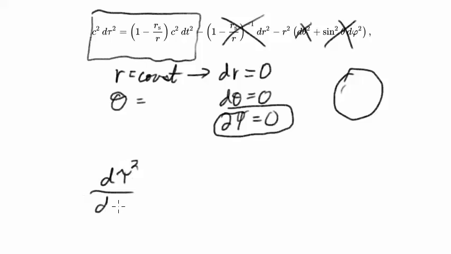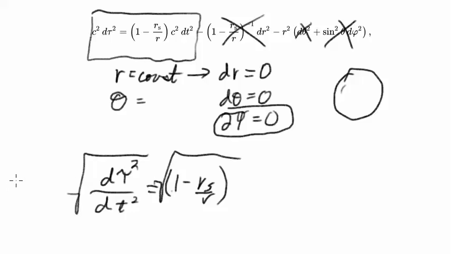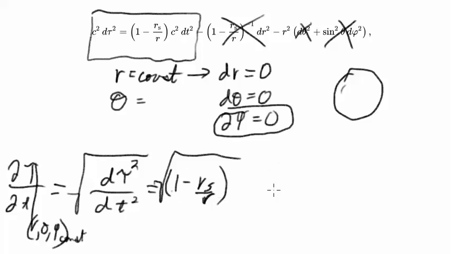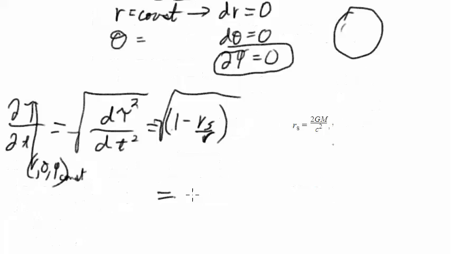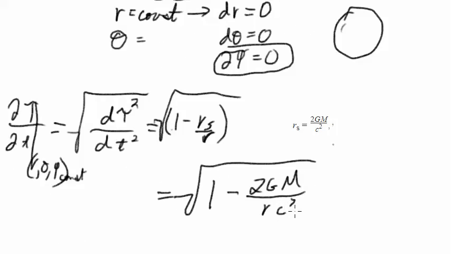And we calculate that d tau squared over dt squared equals c squared times 1 minus r sub s over r, and the c squared cancels with the c squared, and so this is what we have. So taking the square root of both sides, d tau over dt with r, theta, phi constant is equal to the square root of 1 minus r sub s over r. The Schwarzschild radius is 2 times the universal gravitational constant times mass divided by c squared. So we can replace that with 1 minus 2GM over rc squared.